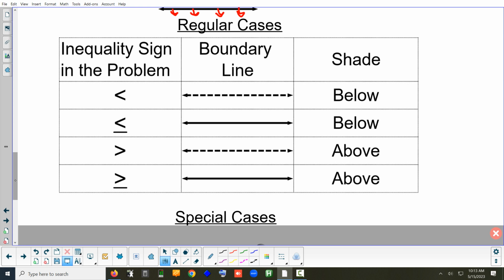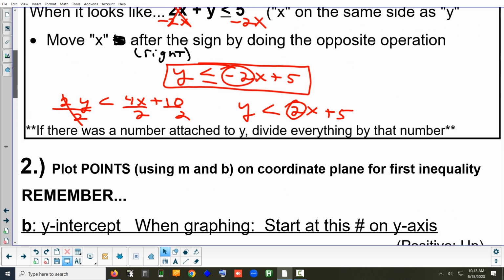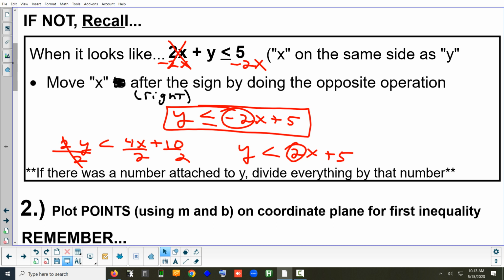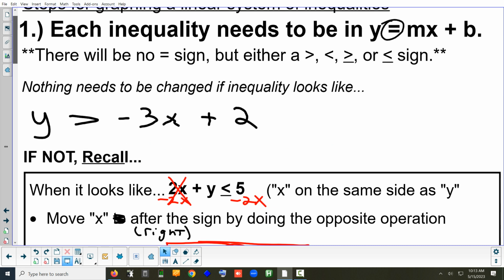Now, as long as you have a problem that looks something like a Y, one of these four inequality symbols, and then an mx plus b, it's going to fit into this table. Which one of these four symbols you have is going to control whether you make it solid or dotted, and then shade above or below. But there are two special cases. This is not a special case. That is not a special case.